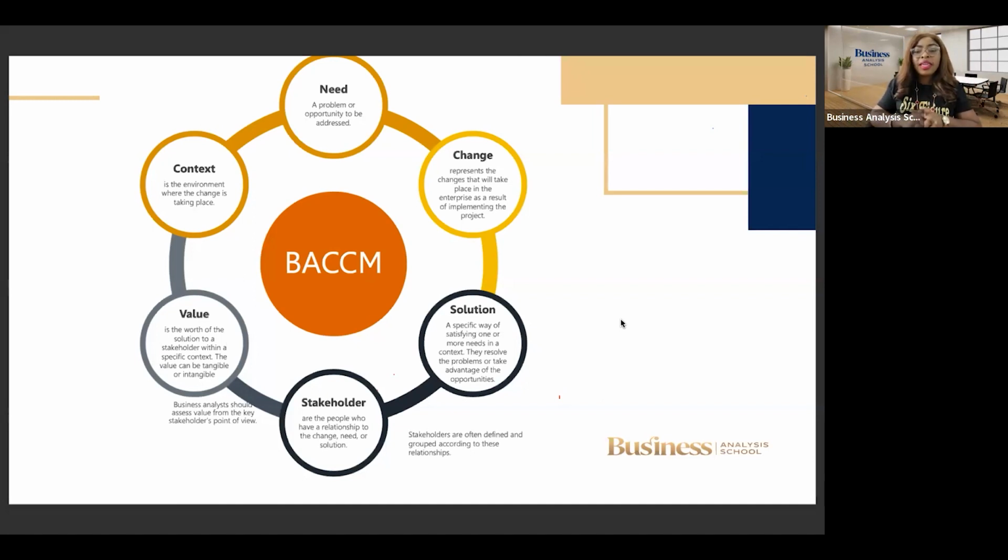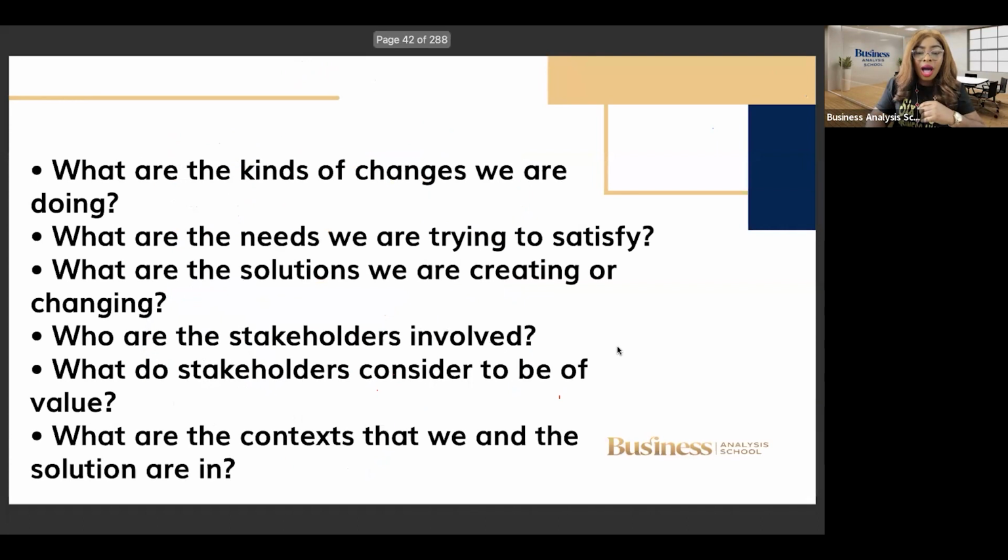Okay, so when you think about a need, right? What is a need within the business that we have? What is the change? How can we solve this problem, right? What would be a solution to it? I would give you an example of how we ask this question. For example, what are the kind of changes that we are doing? What are the needs that we are trying to satisfy? What are the solutions we are creating or changing? Who are the stakeholders involved? What do the stakeholders consider to be of value? And what are the contexts that we are in, or what is the context that the solution is in?